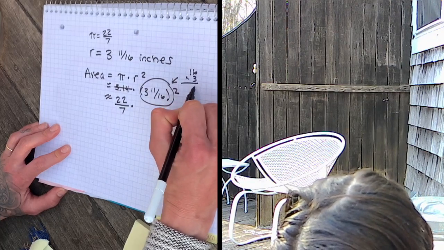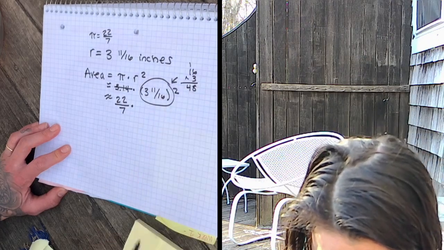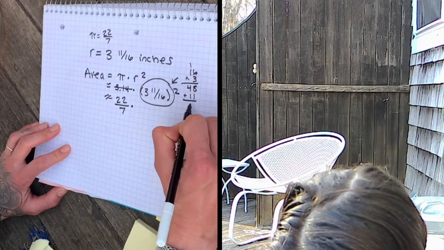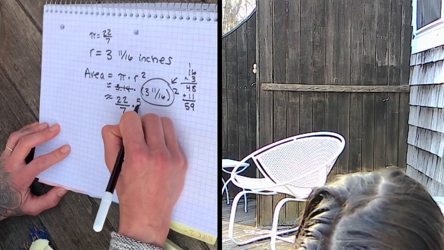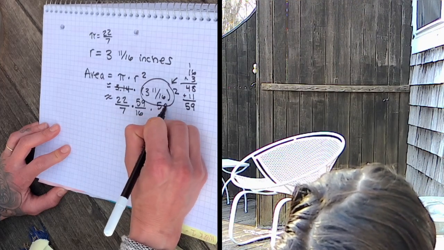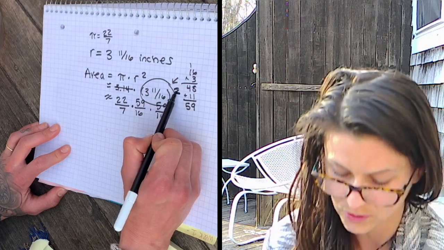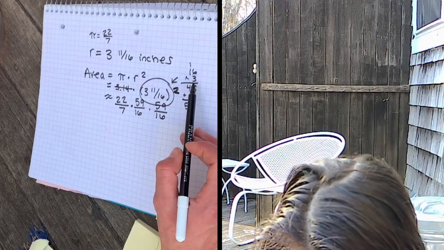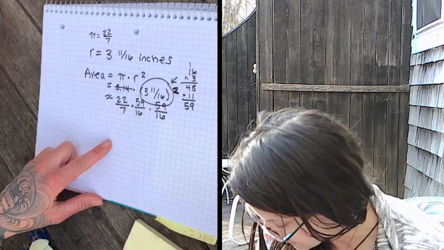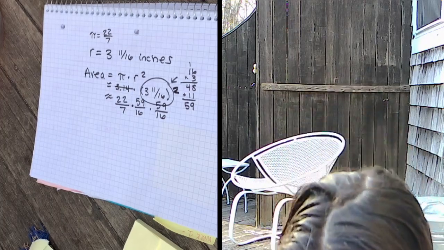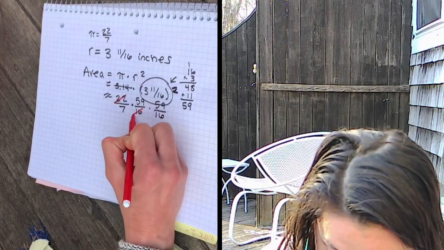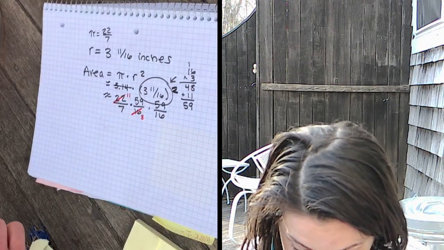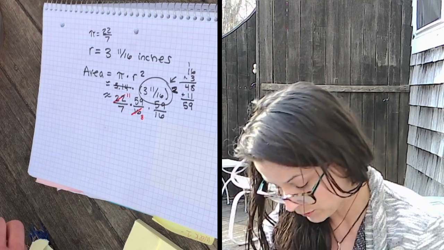So 16 times 3 is 48. So that's 48 plus 11 is 59 sixteenths times 59 sixteenths, because we have to do it twice from the squared. 3 and 11 sixteenths times itself. Okay? So now we need to see if there's anything we can cancel out. So I know that 22 and 16 are both multiples of 2, so I get 11 over 8. And 59, I don't know anything too friendly with that.